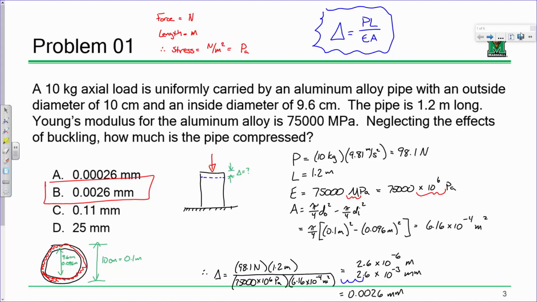Now, this is just a fundamental review. So, any questions? All right, let's go on to the next one.